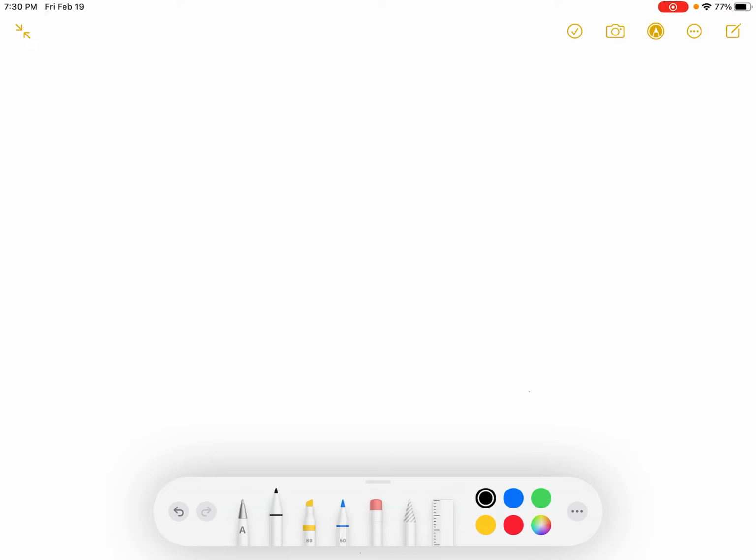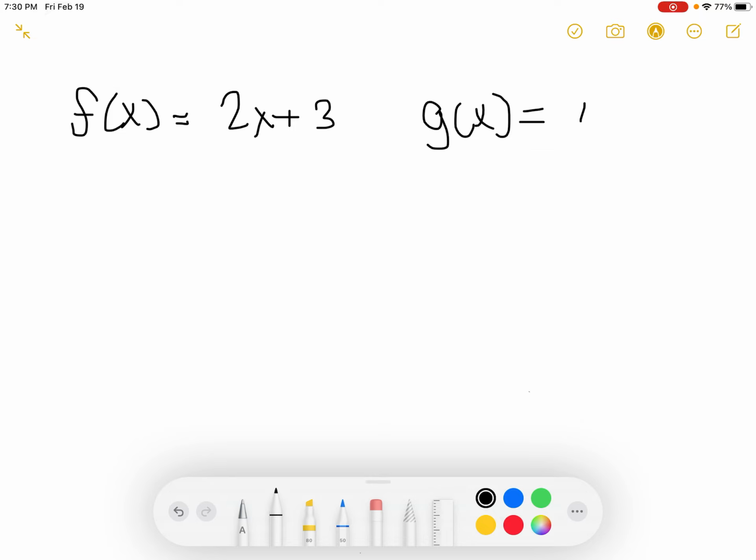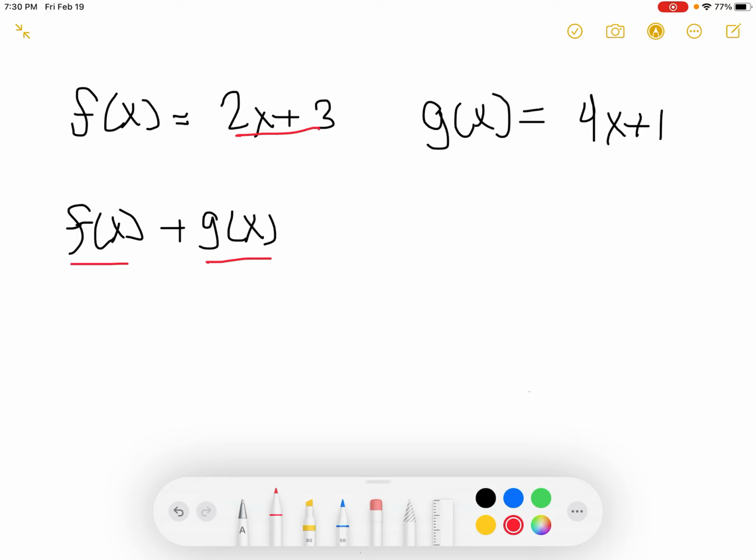This is pretty easy. Let's say we're given that f of x equals 2x plus 3, and g of x equals 4x plus 1. And it's asking, what is f of x plus g of x? All we have to do is substitute f of x and g of x with 2x plus 3 and 4x plus 1, and then just have an addition in the middle. That's what you do for any of the order of operations. But you have to consider some things for the other ones. Really, the addition one is easy.